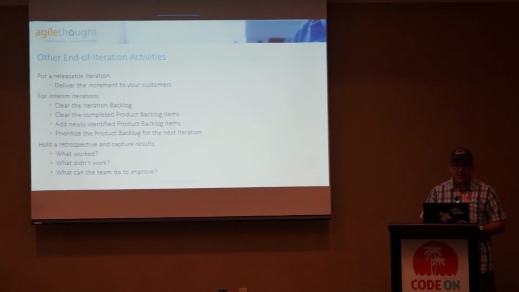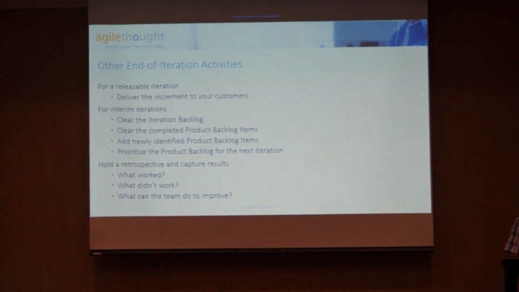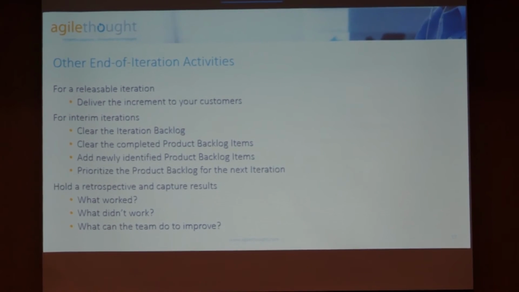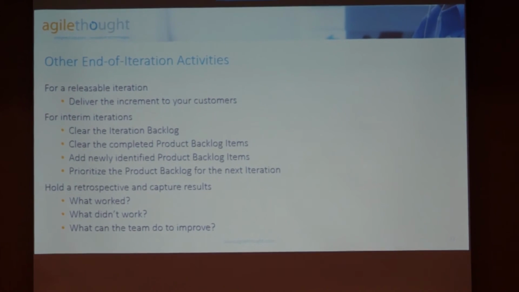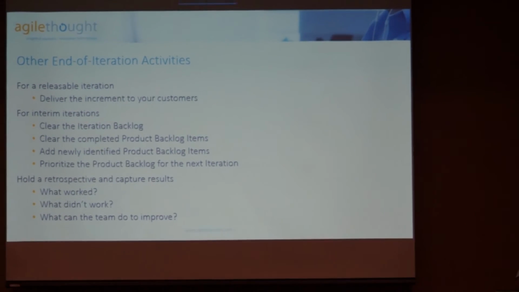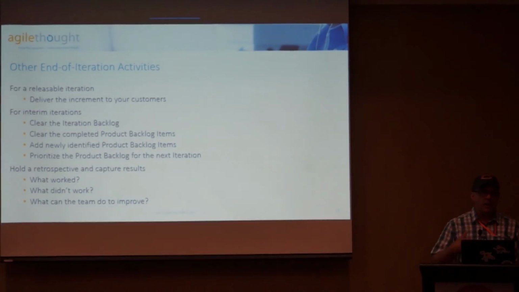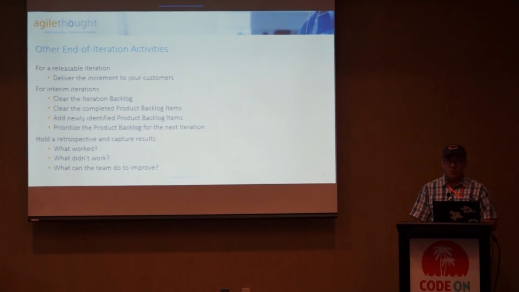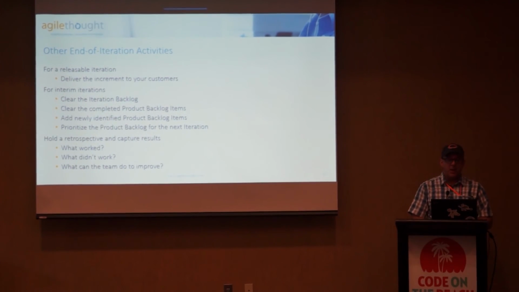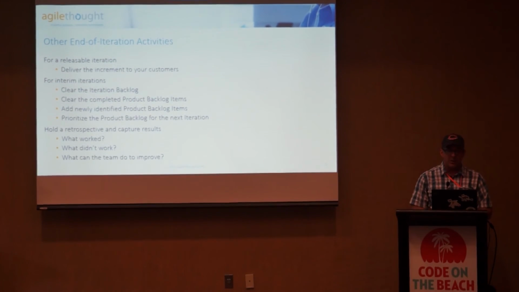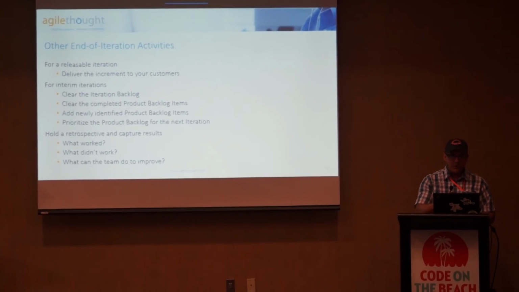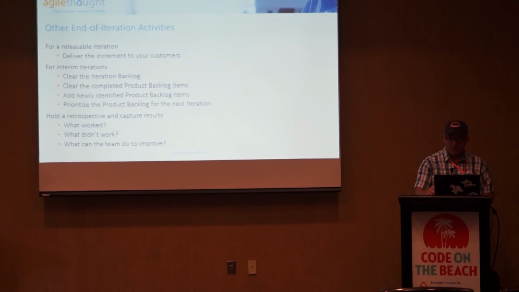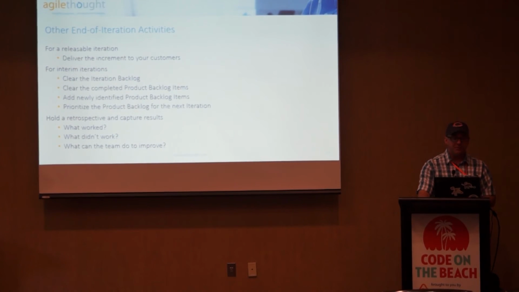Some other end activities are we clear the iteration backlog, and deliver that increment to our customers, so make sure our customers get it in their hands, they're using it, they're liking it. Make sure we go through the backlog and clean up any items. So clean up those completed items, identify any new backlog items that need to be added, and start to prioritize for the next iteration that we're going to work on. And then again, the retrospective of what the team did in the previous iteration.